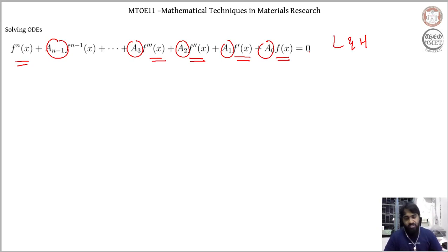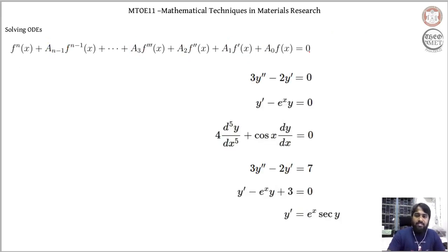Anything that deviates from this expression, we refer to as either a nonlinear ODE or a linear non-homogeneous ODE. How we can differentiate between these two is what we will see in the subsequent slides.